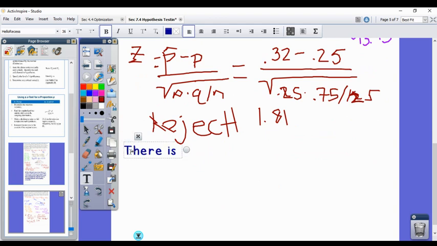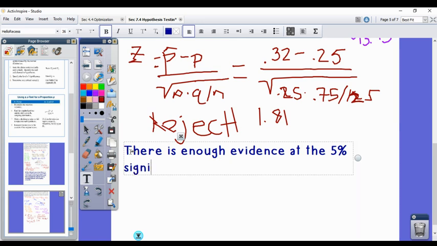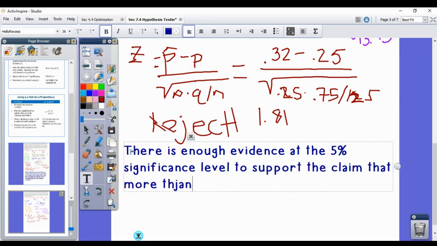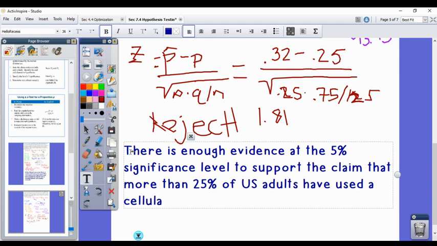Okay, so there is enough evidence at the 5% significance level to support the claim that more than 25% of US adults have used a cellular phone to access the internet. Okay. All right, let's do another one.